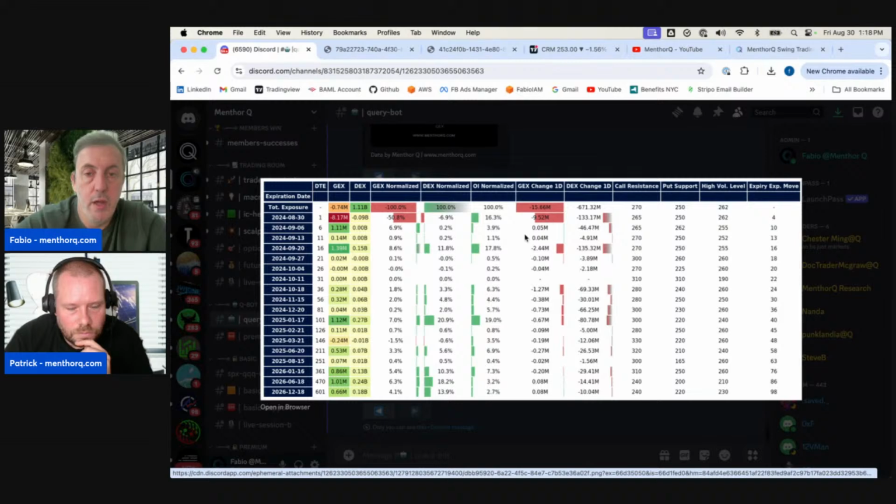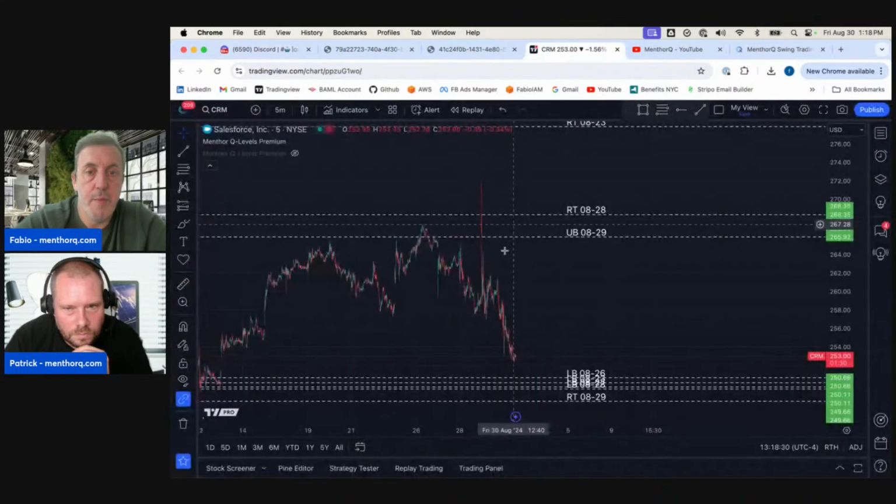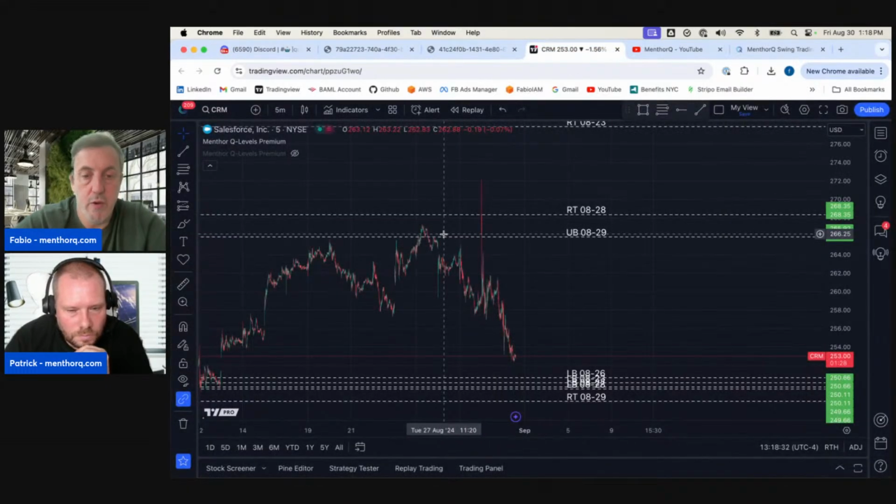Here you can see the change in Jacks over the previous days. 9.52 million, where we see negative Jacks increasing. And as a result, we see a big momentum on the stock over the past 2 days.